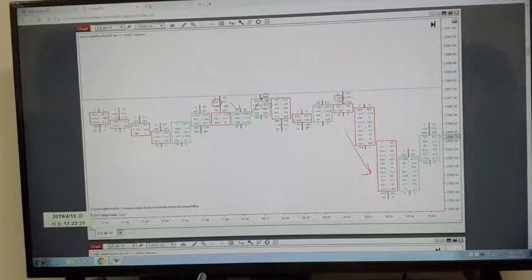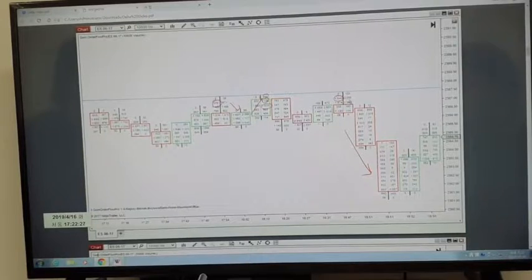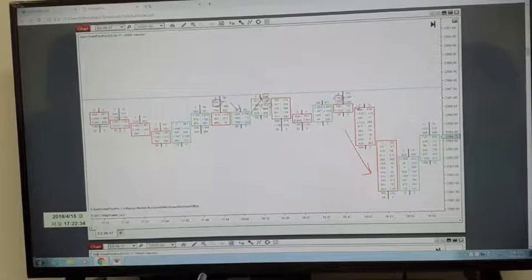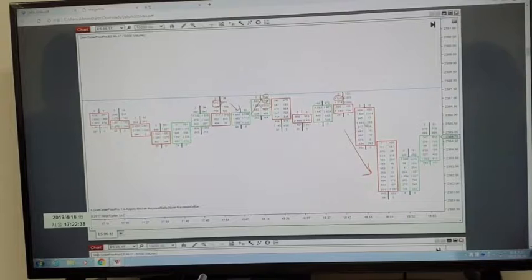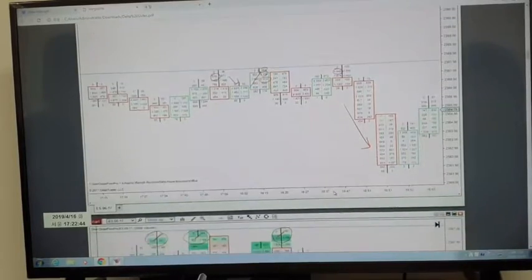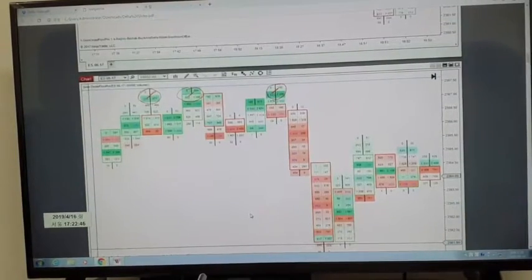More sellers here to push down, and it tries again 3 times. The third time, there's a decrease of buying power, and there's an increase of selling power. And once it crashes, it just gets pushed down a lot by these sellers. So that's a reversal pattern.